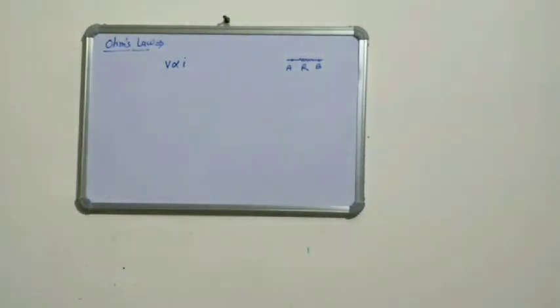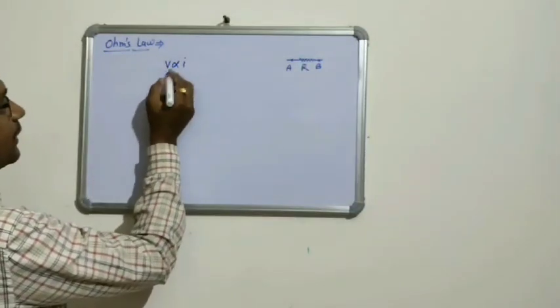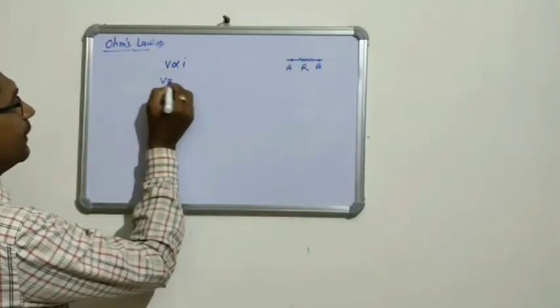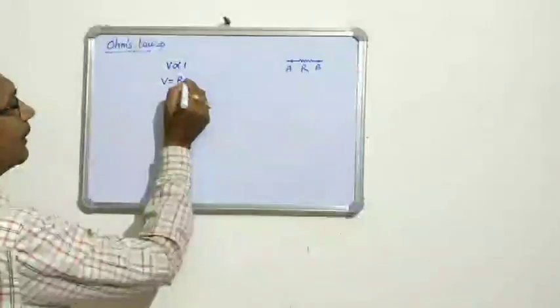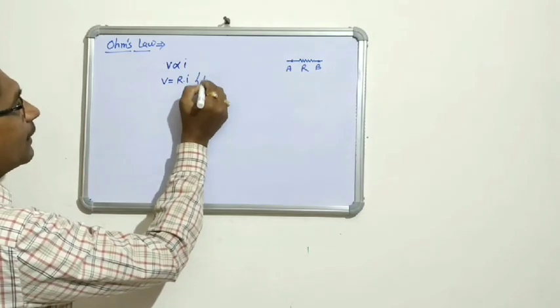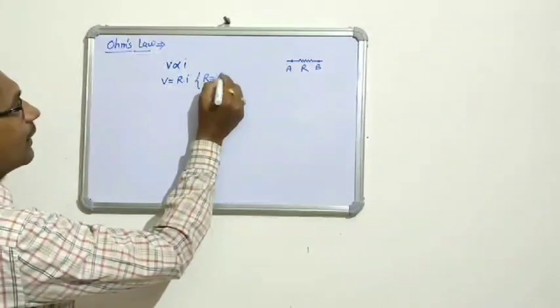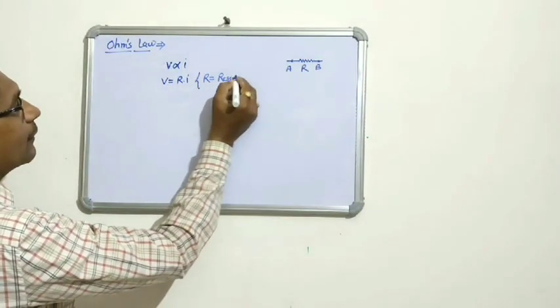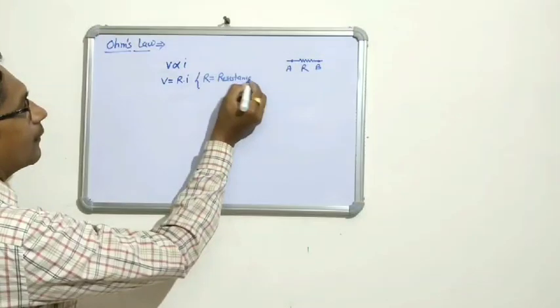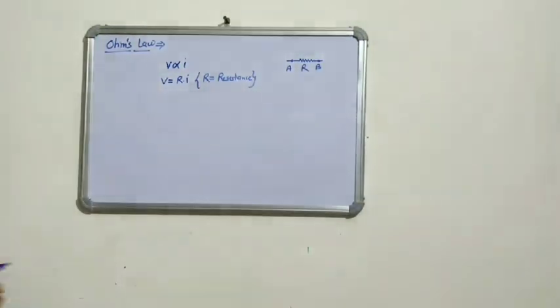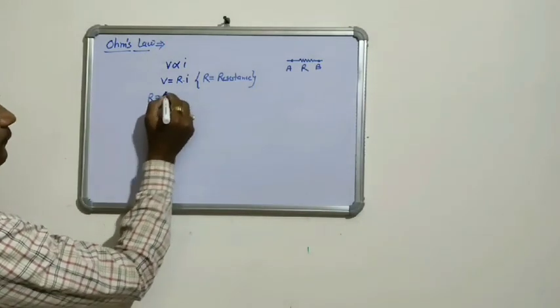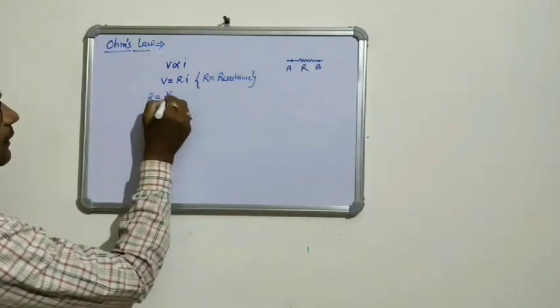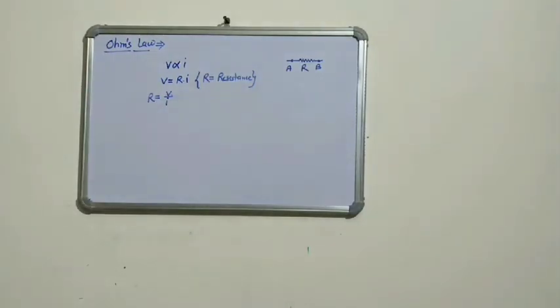Okay. So we can remove the proportionality sign. We can use here V equals R, a constant, times I, where R is a constant called resistance. So R equals V by I. R equals V by I.